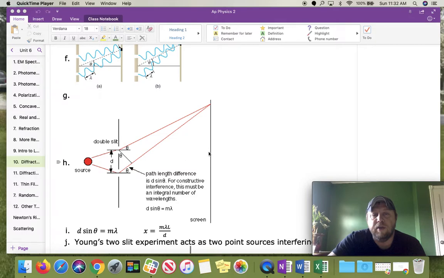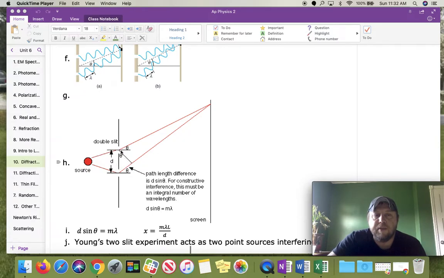I know we would be using tangent for adjacent and opposite. Here we're using sine, but these are going to be very, very small angles. And when the angle is really small, tangent and sine are approximately the same. Okay, but if we look at this triangle here, we have the opposite side is here. So remember, the opposite side is the path length difference. And at the first order maximum, this is one wavelength.